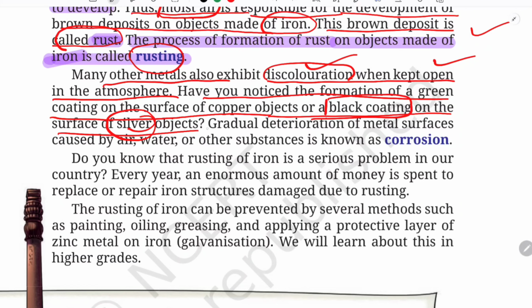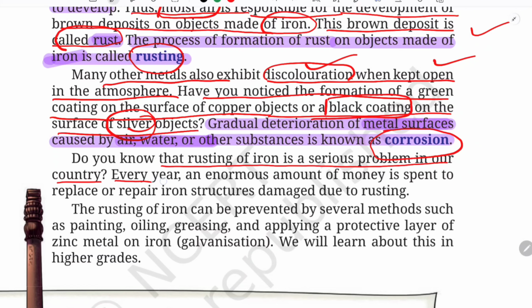This gradual deterioration of the metal surface caused by air, water or other substances is known as what? Corrosion. I hope this is clear. So the gradual deterioration of the metal surface caused by air, water and other substances, what do we call it? We call it corrosion. So is corrosion clear?